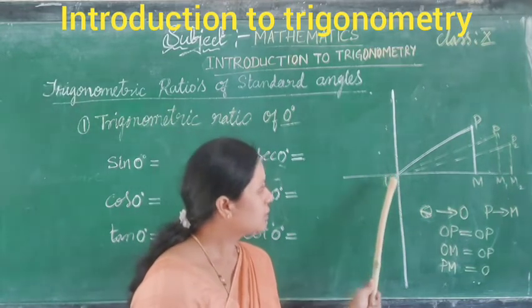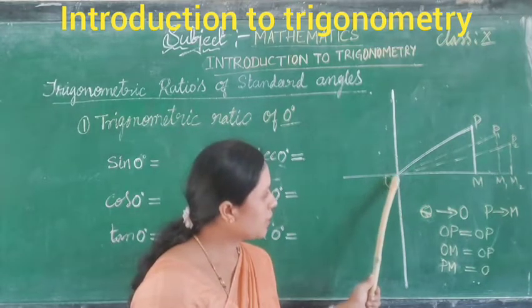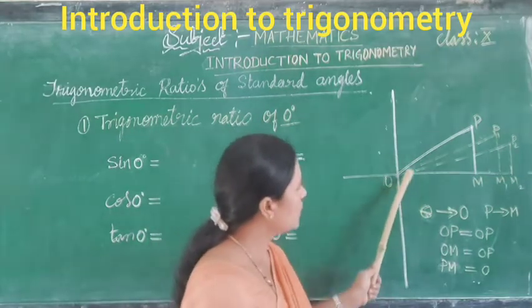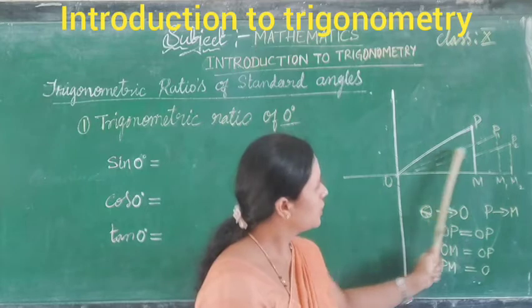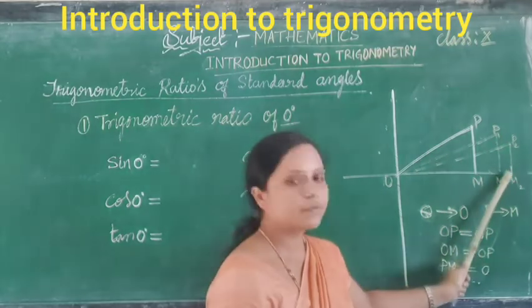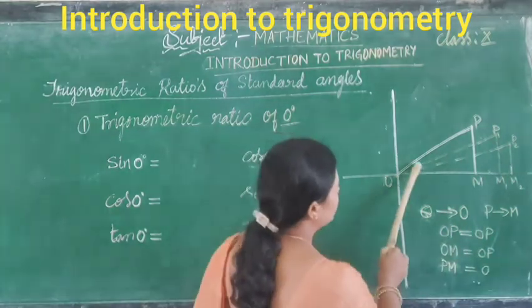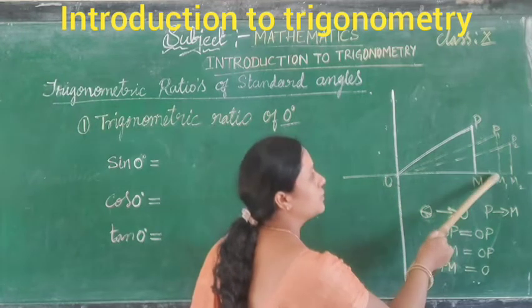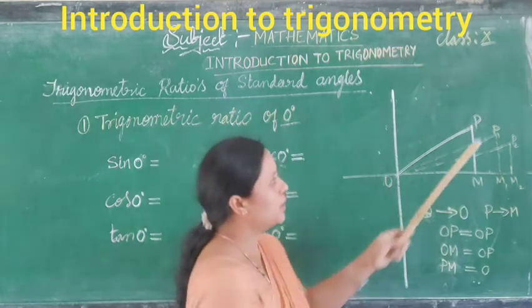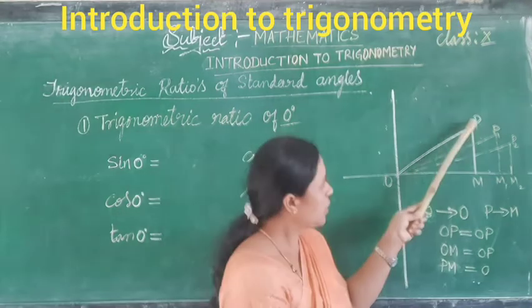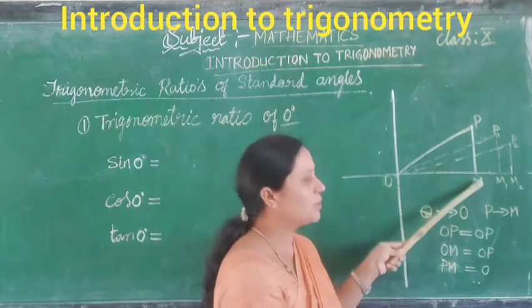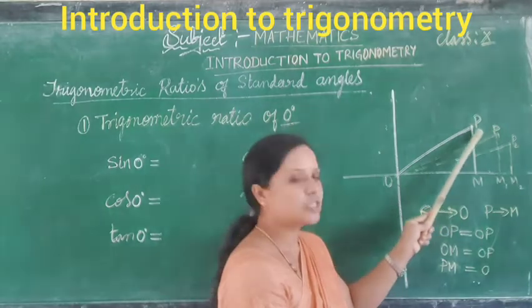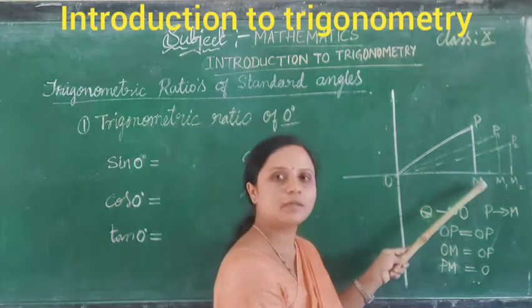Suppose this angle is made smaller and smaller. So if we make angle O smaller and smaller, what happens here? The angle gets too small. Then the point P gets closer to the point M.